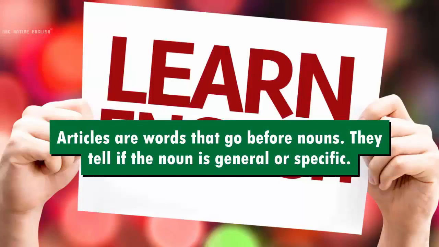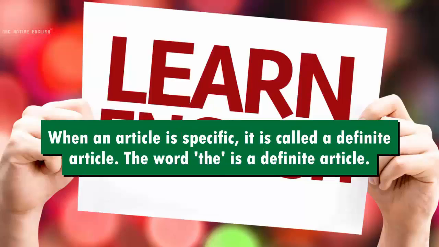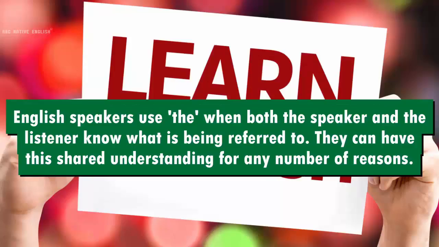Articles are words that go before nouns. They tell if the noun is general or specific. When an article is specific, it is called a definite article. The word the is a definite article. English speakers use the when both the speaker and the listener know what is being referred to. They can have this shared understanding for any number of reasons.